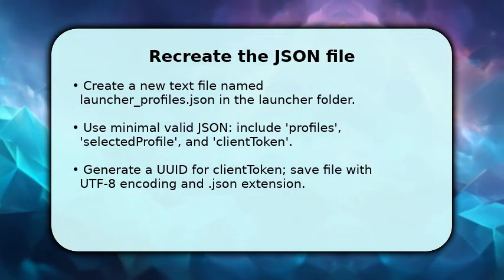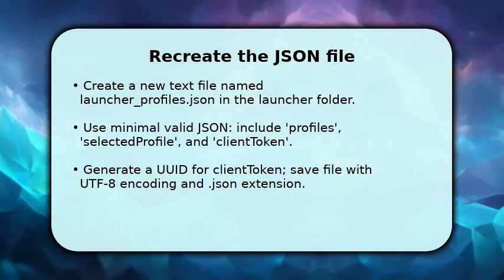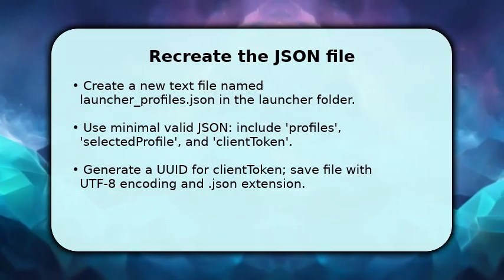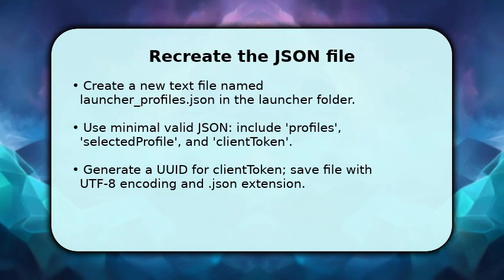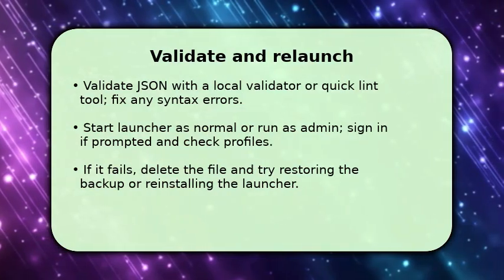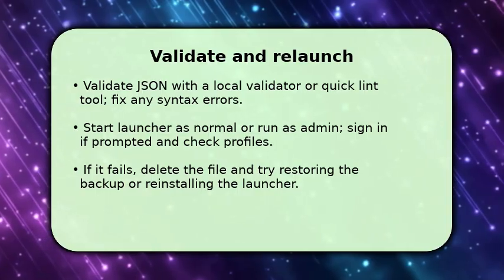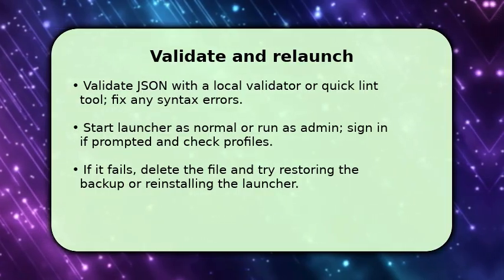Once written, save the file as UTF-8 with the JSON extension. Make sure there are no trailing commas or syntax errors before closing the editor. Finish by validating the JSON you created. Run a local JSON lint to catch syntax issues, because a single extra comma will stop the launcher.